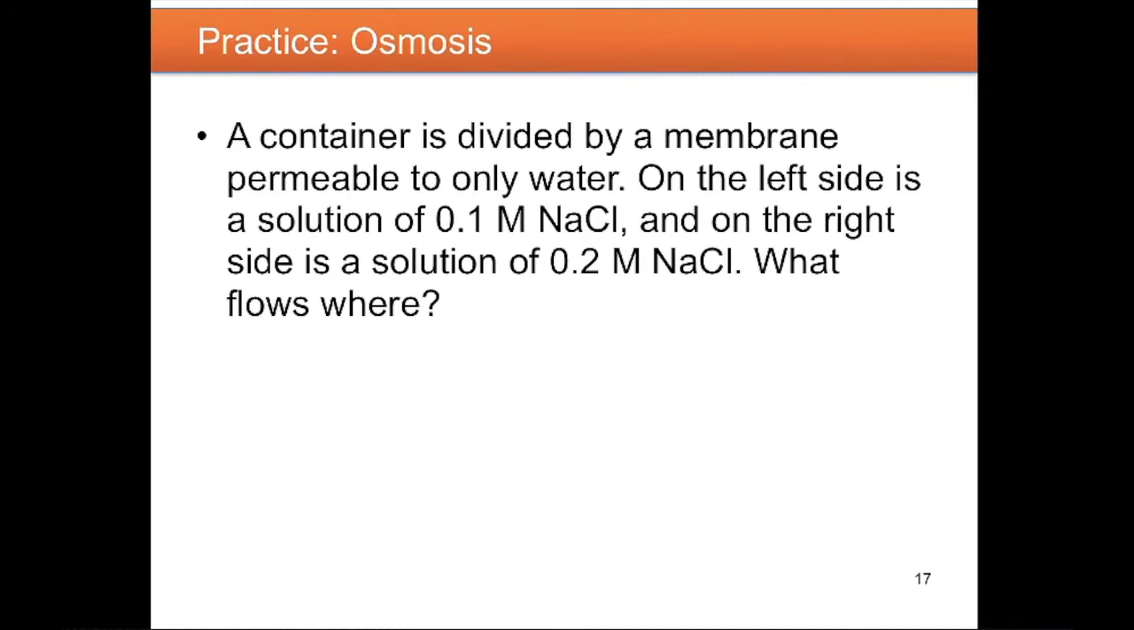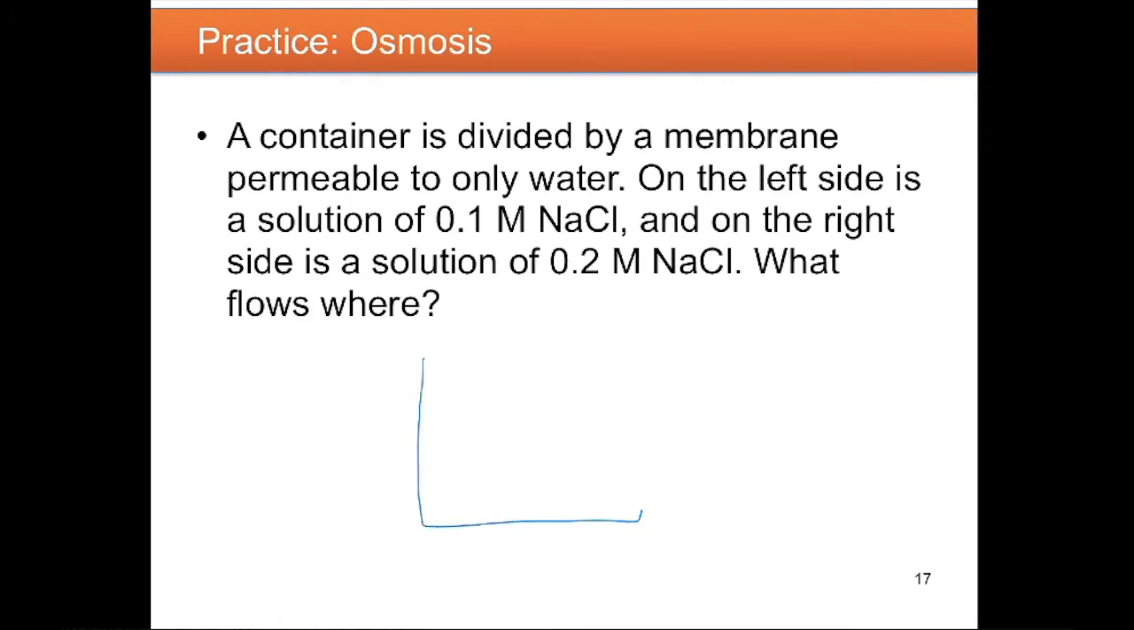Okay, so let's just go through an example of osmosis sort of pictorially. Okay, so we're going to have a container divided by a semi-permeable membrane. It's only permeable to water. And on one side we have sodium chloride, and then the other side we have a higher concentration of sodium chloride. So the question is asking what flows where.